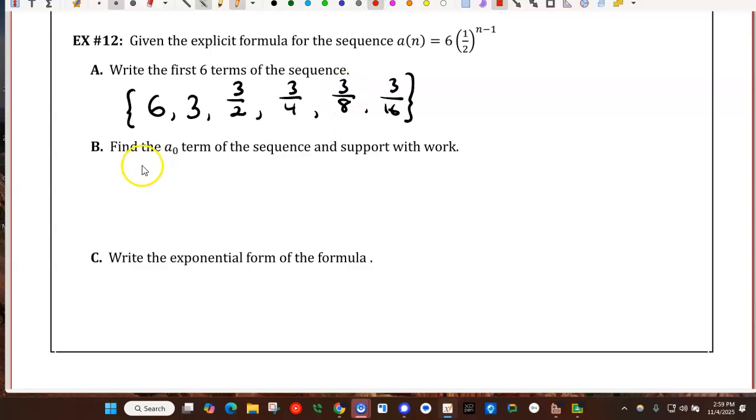Okay. Find the a sub 0 term, just like the others. This is the first, this is the second, and so on. So if I want to find the 0, just do the ratio backwards. Instead of dividing by 2 or multiplying by 1/2, I'm going to multiply by 2. So 3 over 2 times 2 is just 3. 3 times 2 is 6. And then 6 times 2 is 12. You can write that by saying a sub 0 is going to be 2 times 6.